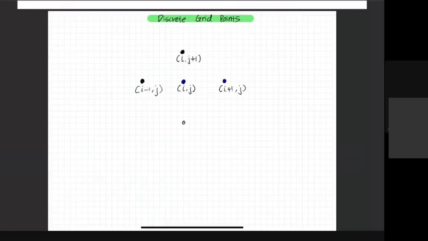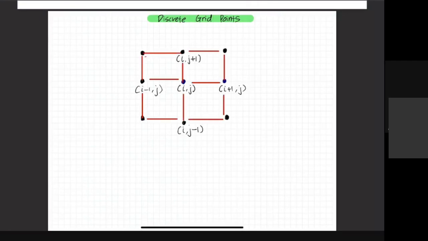Here, i remain, j becomes j minus 1. Okay, here x remains, so i plus 1 remains. Same with this point, i plus 1, j becomes j plus 1. Here, j minus 1. Okay, and at this point, i minus 1 remains. This is i minus 1, j becomes j plus 1. And here, j minus 1.